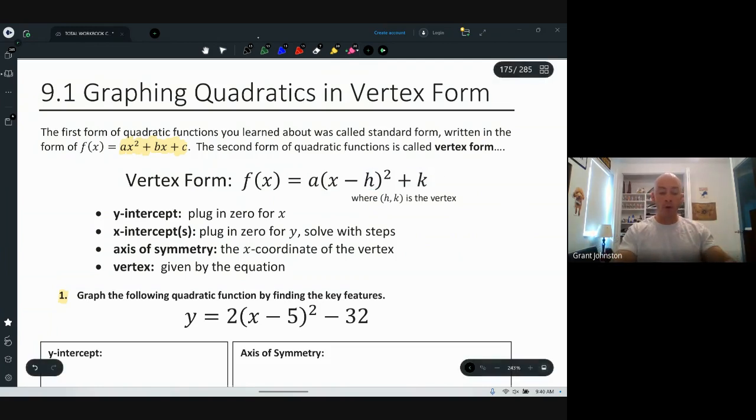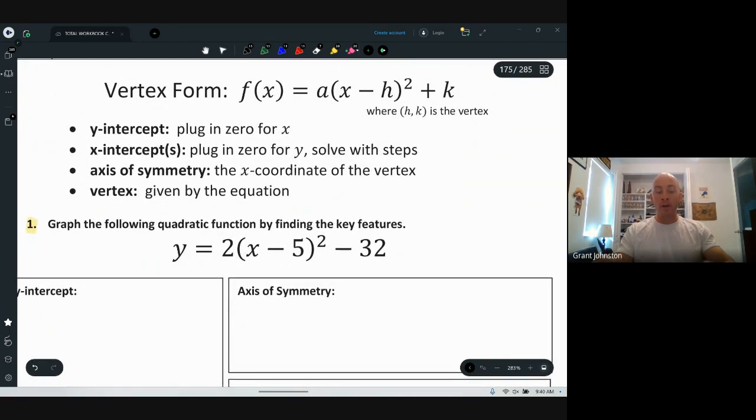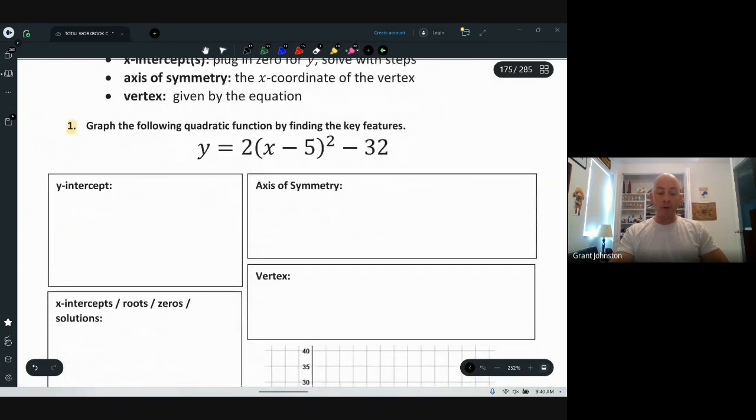So here's a few notes for you here. It says the y-intercept. In order to get the y-intercept when the function's in vertex form, it's no different. You plug in 0 for x. We've been doing that quite a bit. X-intercepts, you plug in 0 for y, and then you're going to have to solve with some steps. The vertex, like I said, is given by the equation, and that axis of symmetry is the x-coordinate of the vertex. And we touched on that a bit in the last unit because remember, the axis of symmetry goes through the vertex.